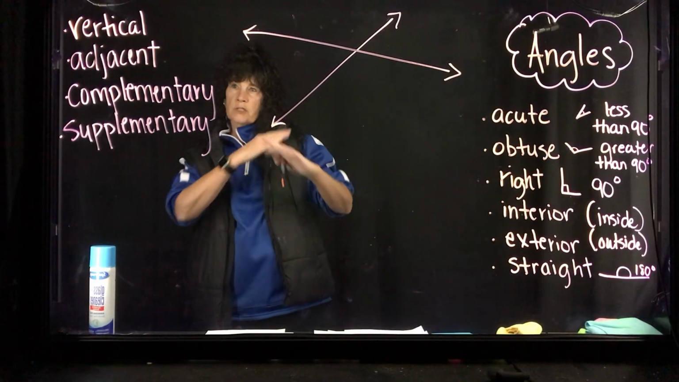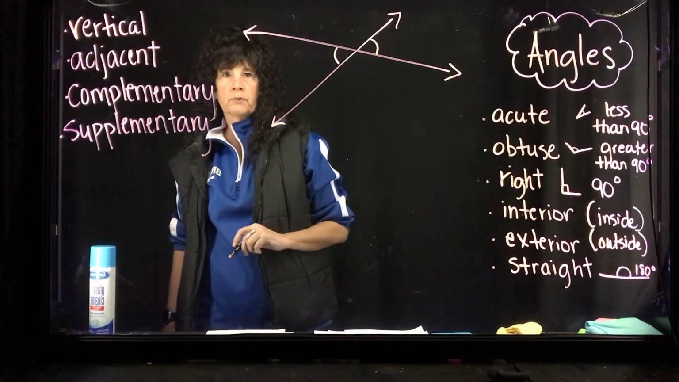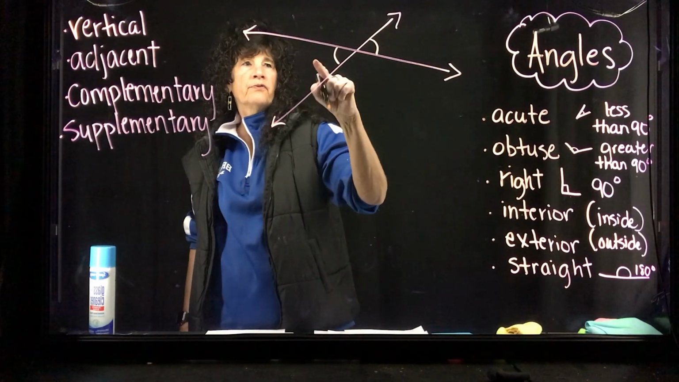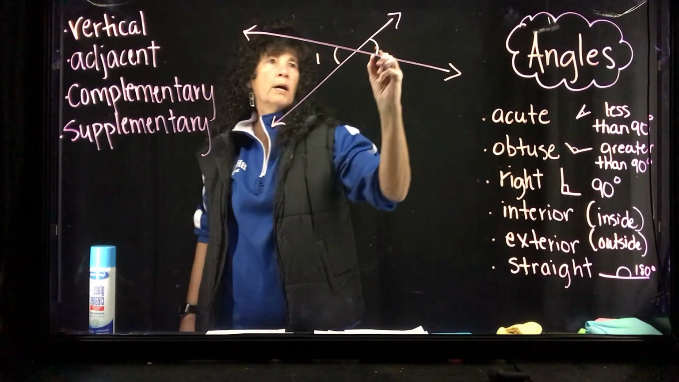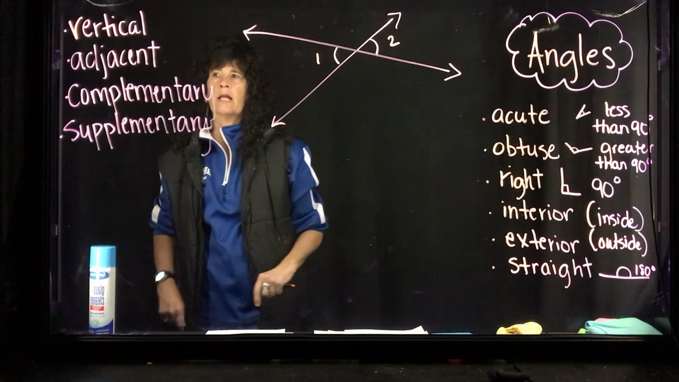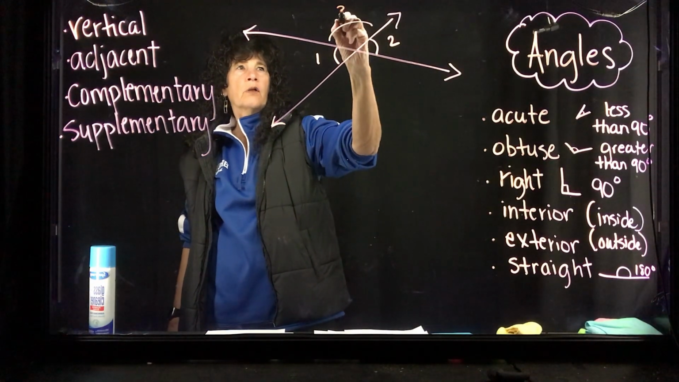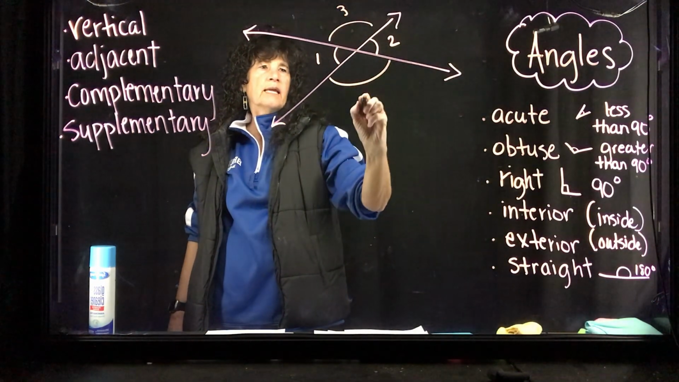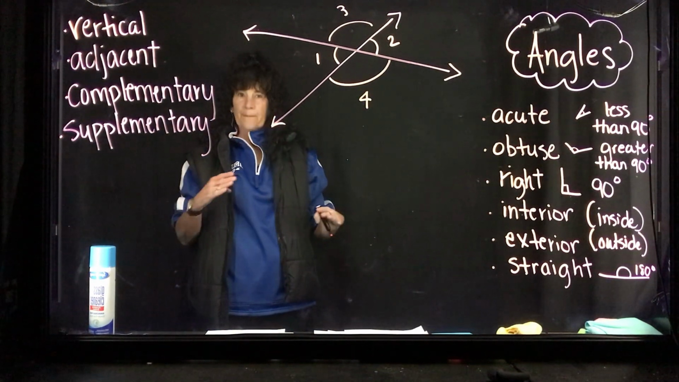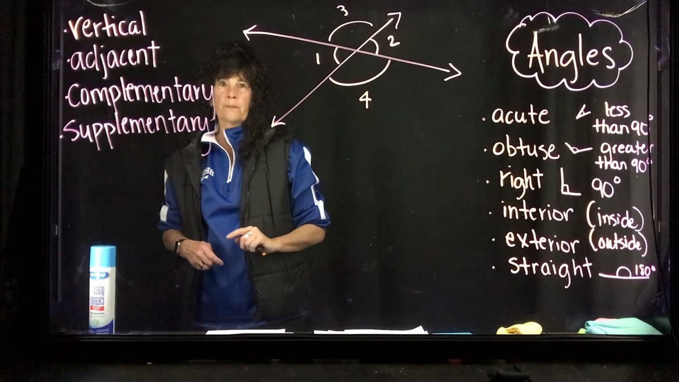However, with two intersecting lines, the angles that are vertical to each other are equal, okay? So here, this angle, we'll call it angle 1, is equal to angle 2. These are two vertical angles. This angle here, we'll call that 3, is equal to this angle here, we'll call that 4. So angles that are vertical or opposite each other, like this, are equal, okay?